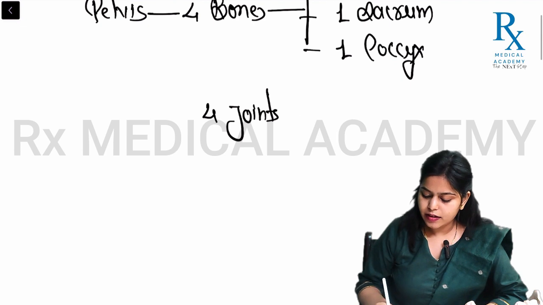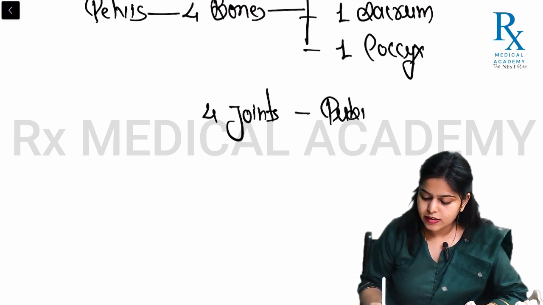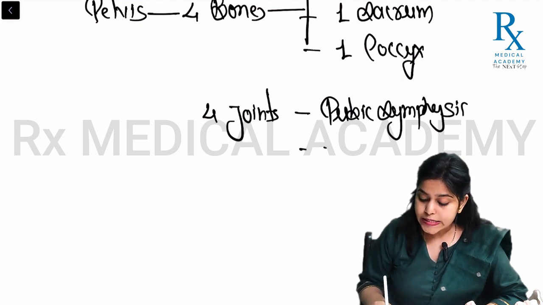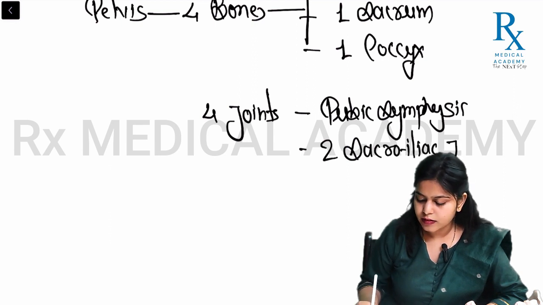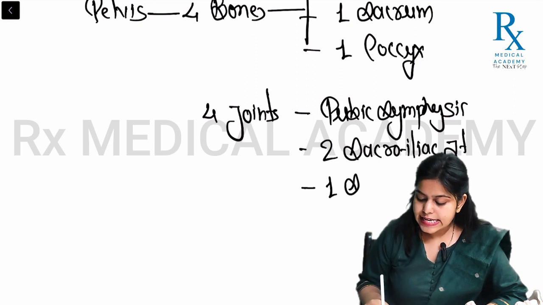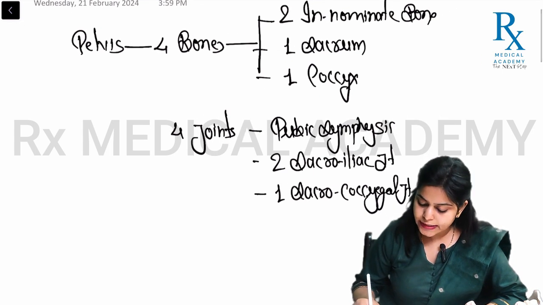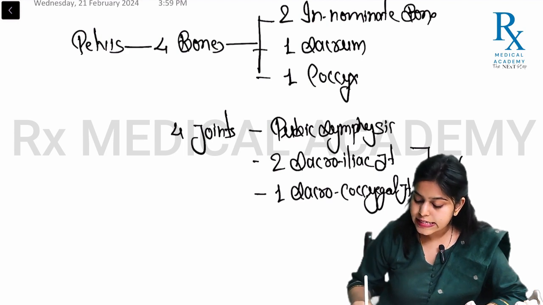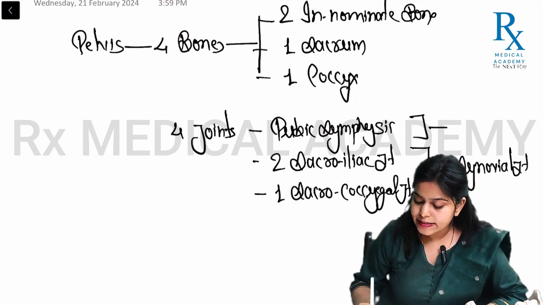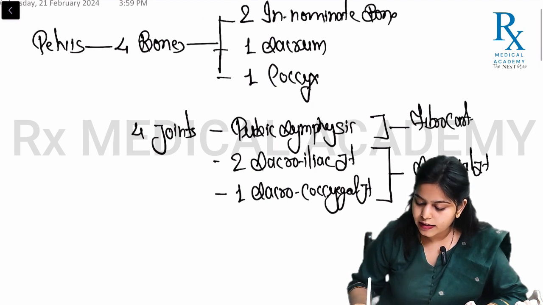One is the pubic symphysis, two sacroiliac joints, and one sacrococcygeal joint. So out of these four joints, three are synovial joints, and one is fibrocartilaginous.